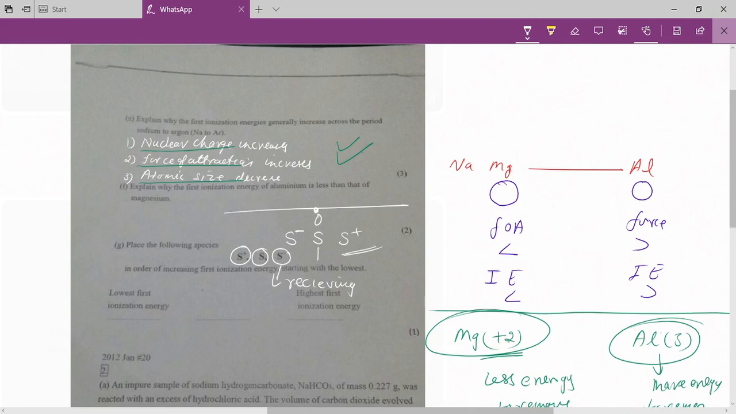Yes, and it is stable. You can check the mark scheme to see whether I am right or not. Always remember, beta, the atom that will receive an electron has the least energy. As usual, a neutral atom is medium, and when an atom releases an electron, its energy will be maximum.